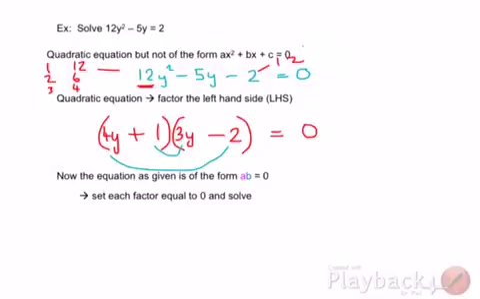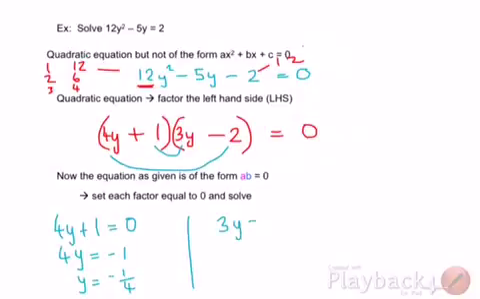And now I can use the null factor law because I have two things in factor form and they're both equal to 0 when they're multiplied together. So, 4y plus 1 is equal to 0, then 4y is equal to negative 1, then y is equal to negative 1/4.